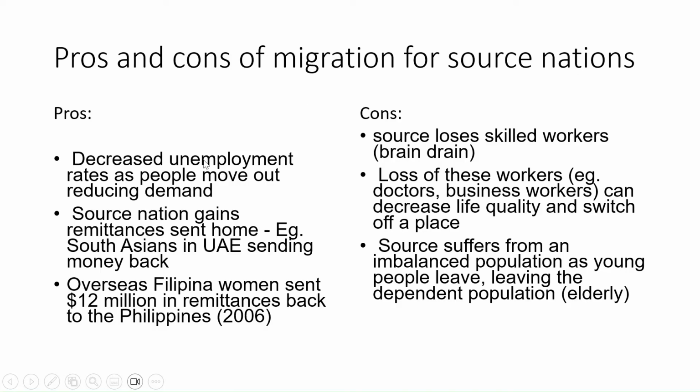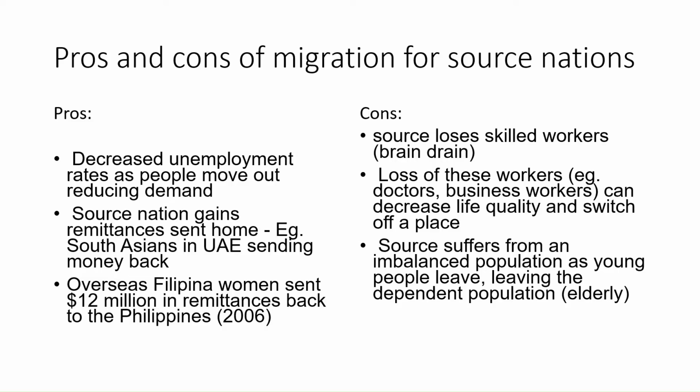First, decreased unemployment as people move out. Imagine you live in a very rural area in the source nation, and you move out. That frees up one more job for another person who perhaps is not as qualified, and the source nation gains remittances sent home. As I showed you with Indians sending money back from the UAE, another case study you could use is that overseas Filipino women sent 12 billion back in remittances in 2006 alone.